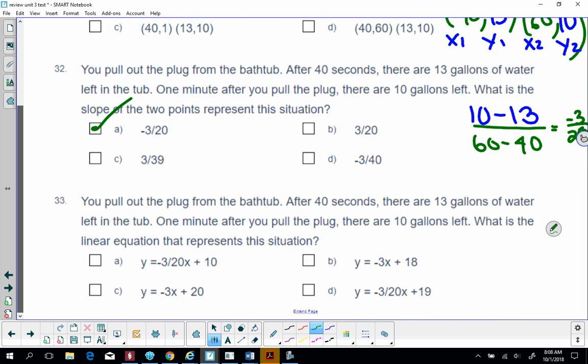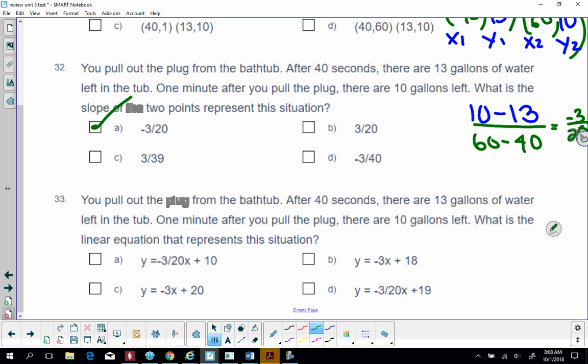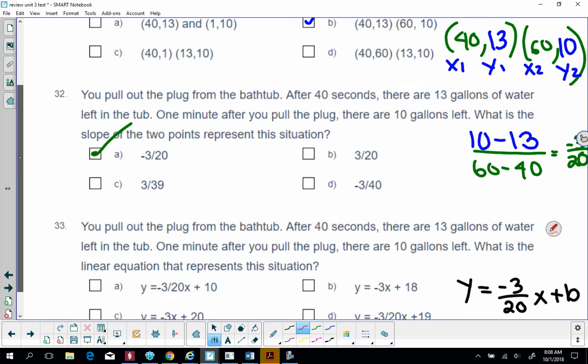Next one, it asks for the entire equation. This is going to be your last open-ended question. It's going to look like this. So the first part is going to be writing it as points. The second part is going to be finding the rate. This third part is going to be writing the equation. So that's where we have to write it like this: y equals negative 3 over 20x plus b. And you choose a point to plug in. Doesn't matter which one, but it has to be the same x and y together.